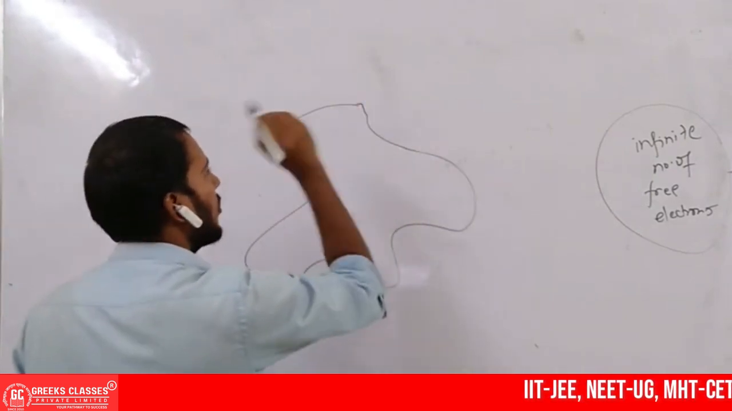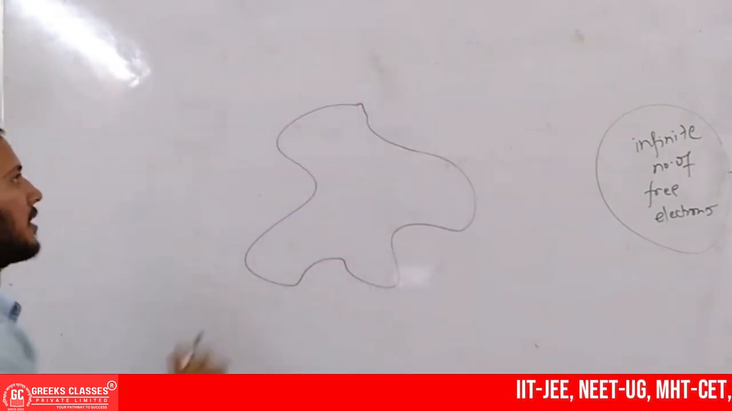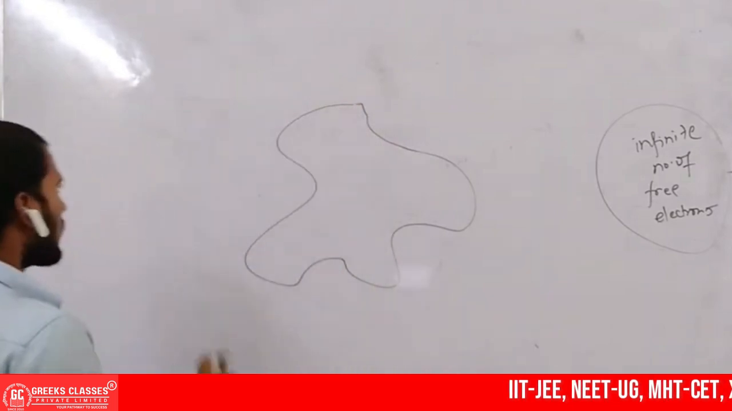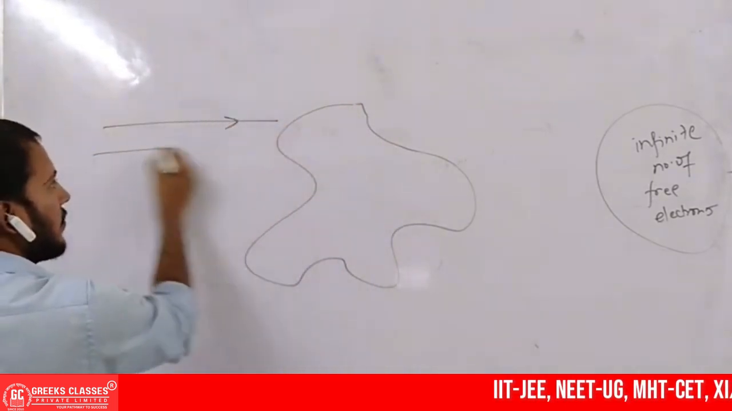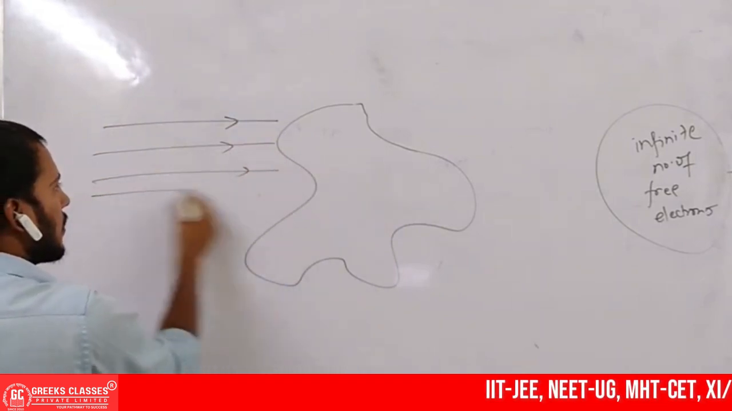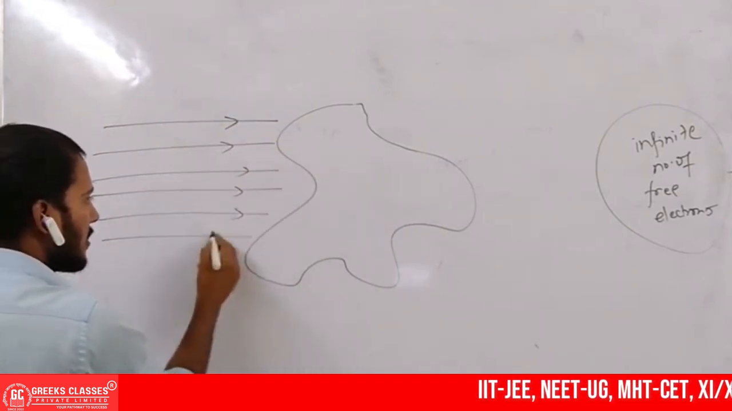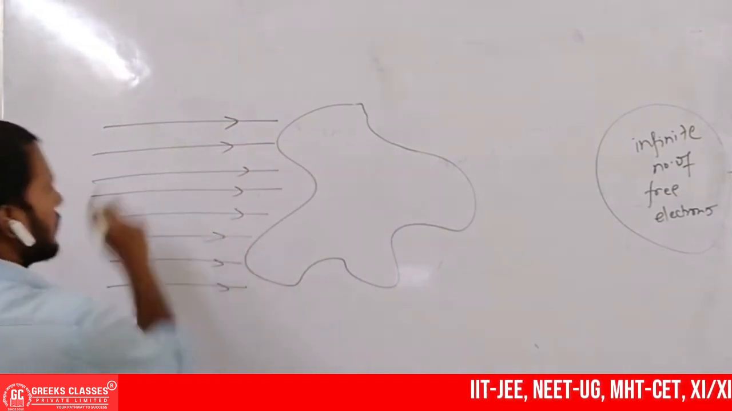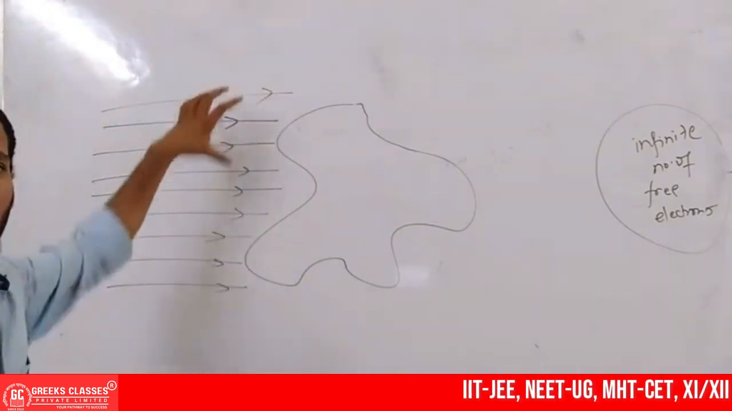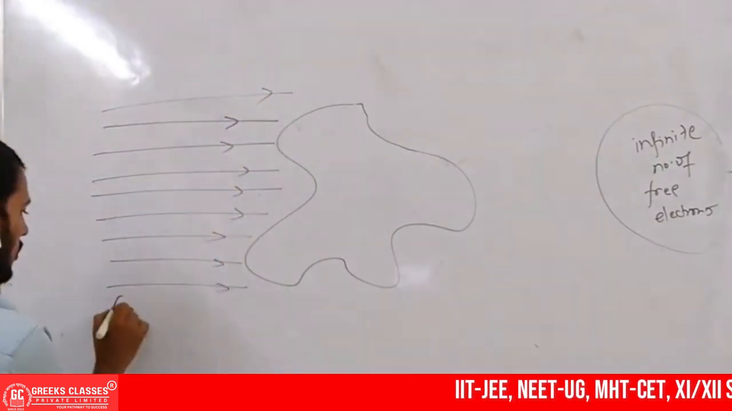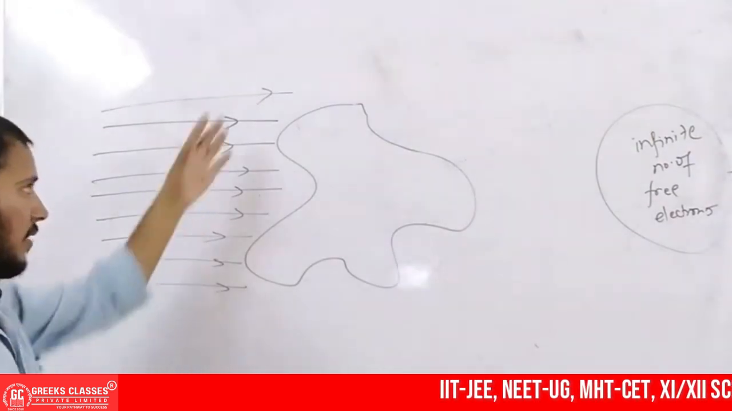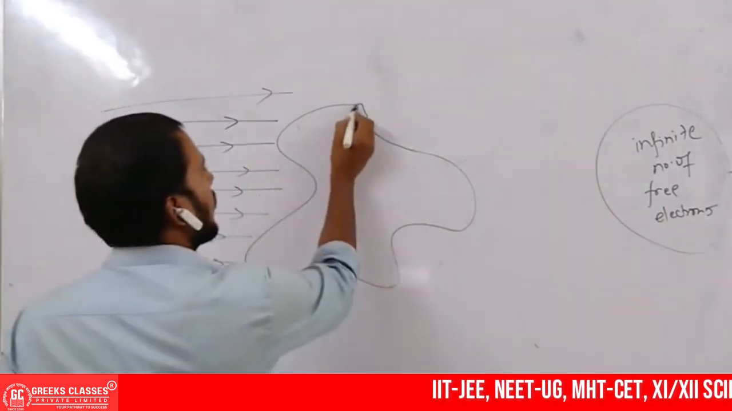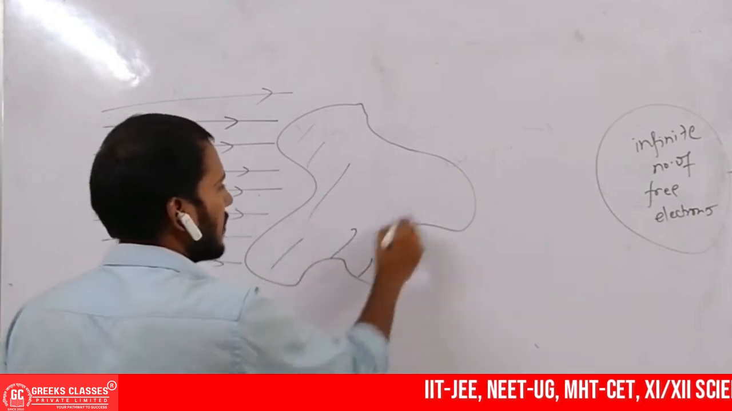Any irregularly shaped body. What will happen here? Let us keep this body in an existing electric field. I am showing the direction of the electric field. This is the existing electric field in that space, whose value is given by E, magnitude of the E vector. So this is the conductor, completely filled with conductor.